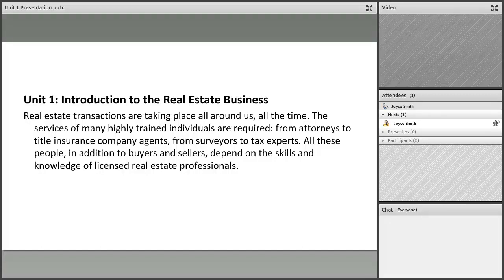So real estate transactions are taking place everywhere all the time. And the services of many highly trained individuals are required. And that's why you're going to learn this stuff. From attorneys to title insurance company agents, from surveyors to tax experts, all these people, in addition to the buyers and sellers, depend on the skills and knowledge of a licensed real estate professional. So the state of Ohio has the Ohio Division of Real Estate, and we'll talk a lot about that in Chapter 23 of the textbook. But the Division of Real Estate oversees the whole licensing process. Every state has a division. They do this whole thing throughout every state. But we're going to learn about what happens in Ohio.